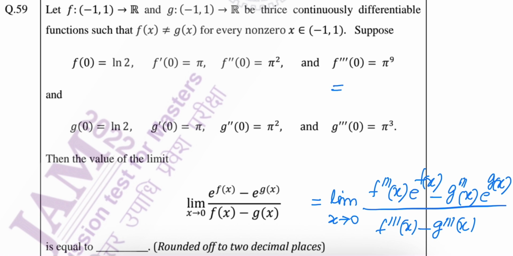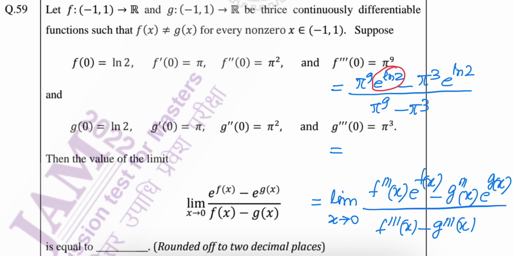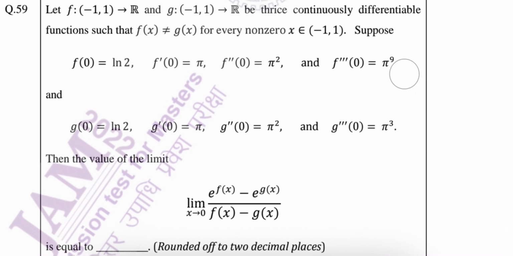So what will be the next step? I write above, and this will be pi to the power 9 e to the power ln2 minus g triple dash 0 pi to the power 3 e to the power ln2 by pi to the power 9 minus pi to the power 3. And you know e to the power ln2 will be 2. So what will be the result? Result will be 2 pi to the power 9 minus 2 pi to the power 3 by pi to the power 9 minus pi to the power 3, and this will be 2. So the final answer will be 2. The value of the limit will be 2.